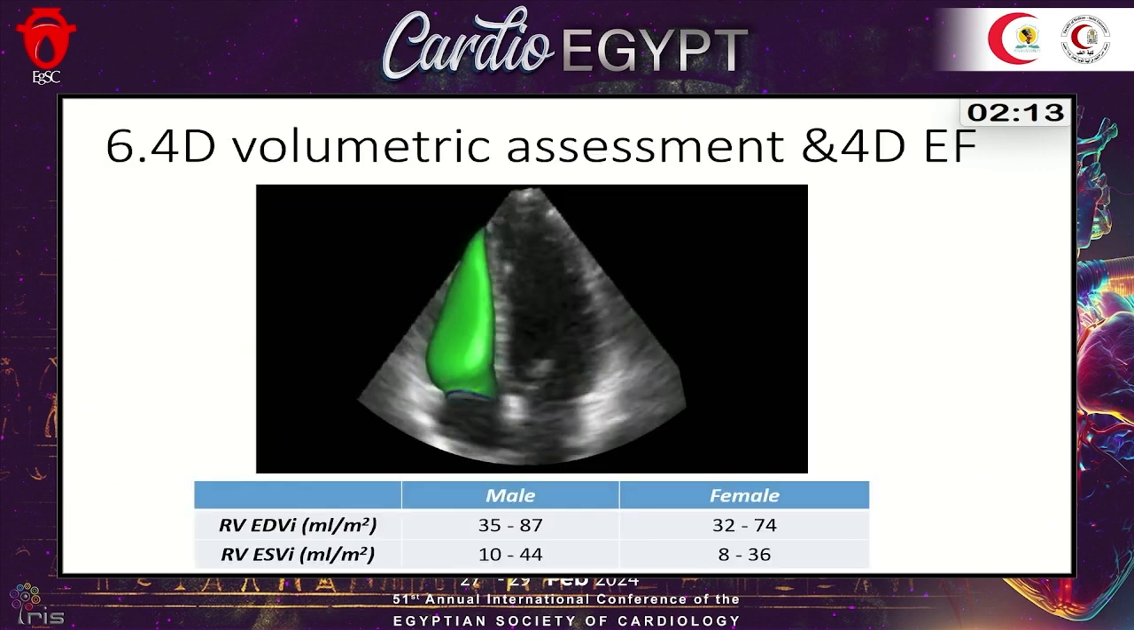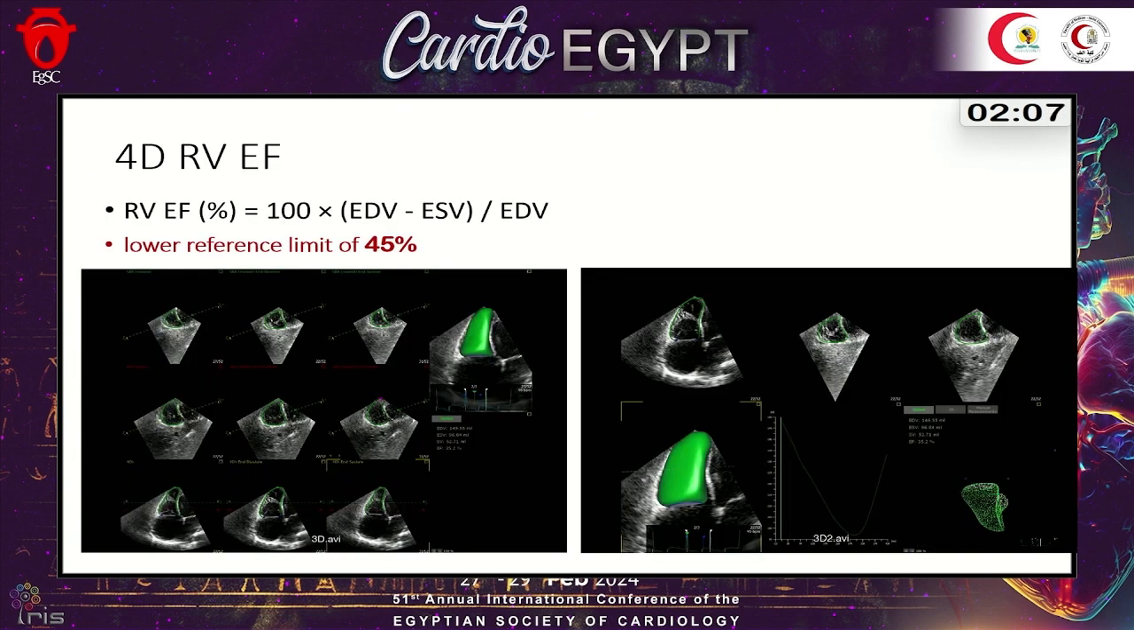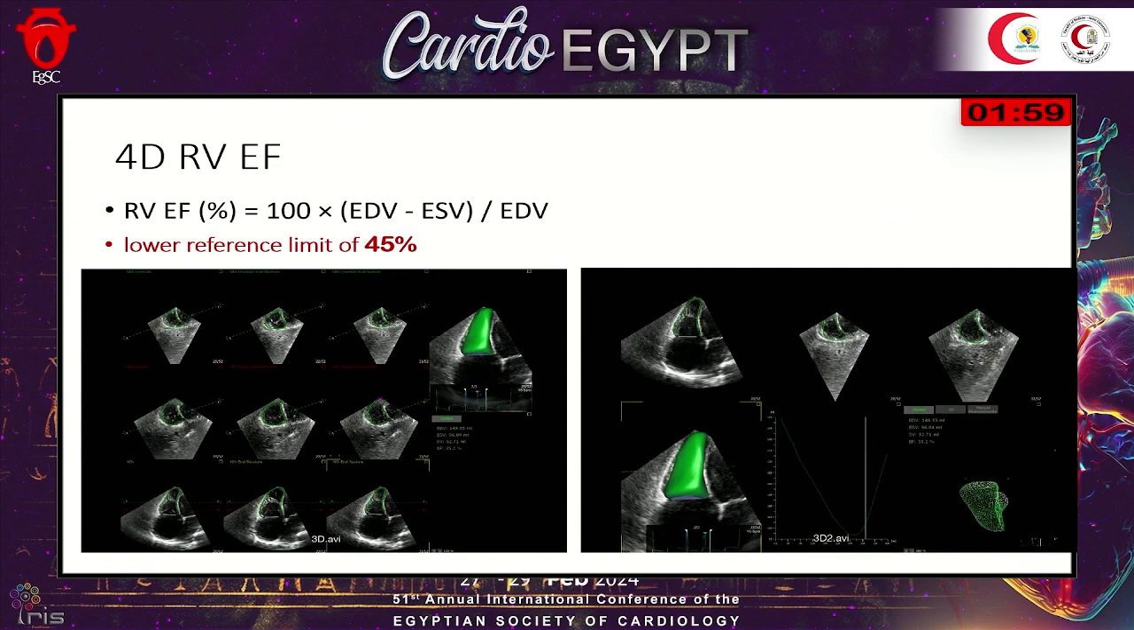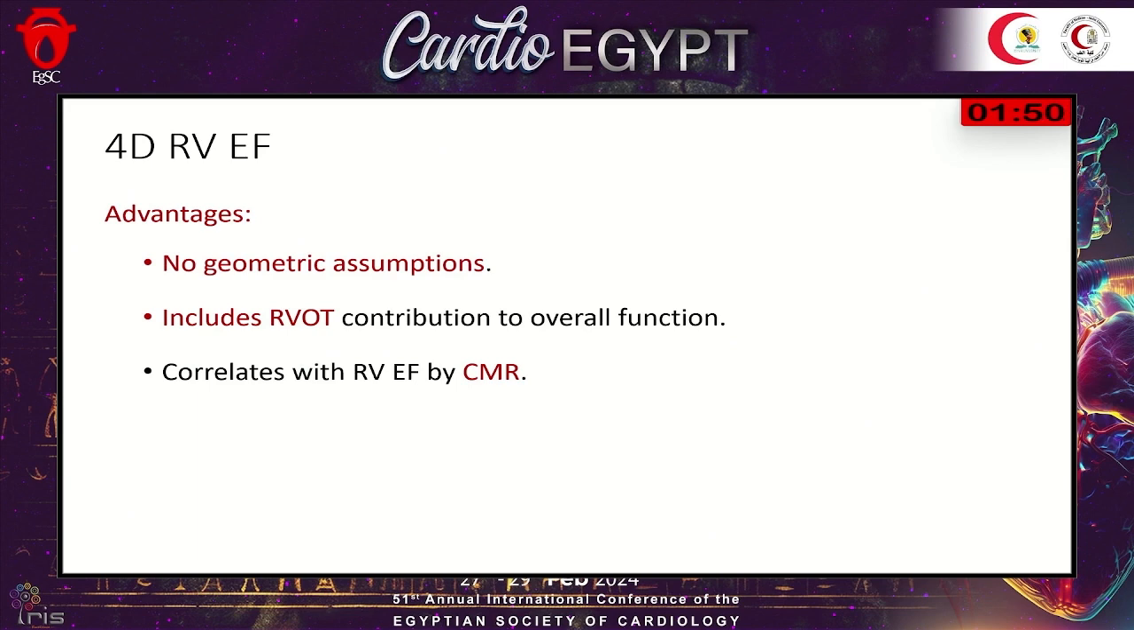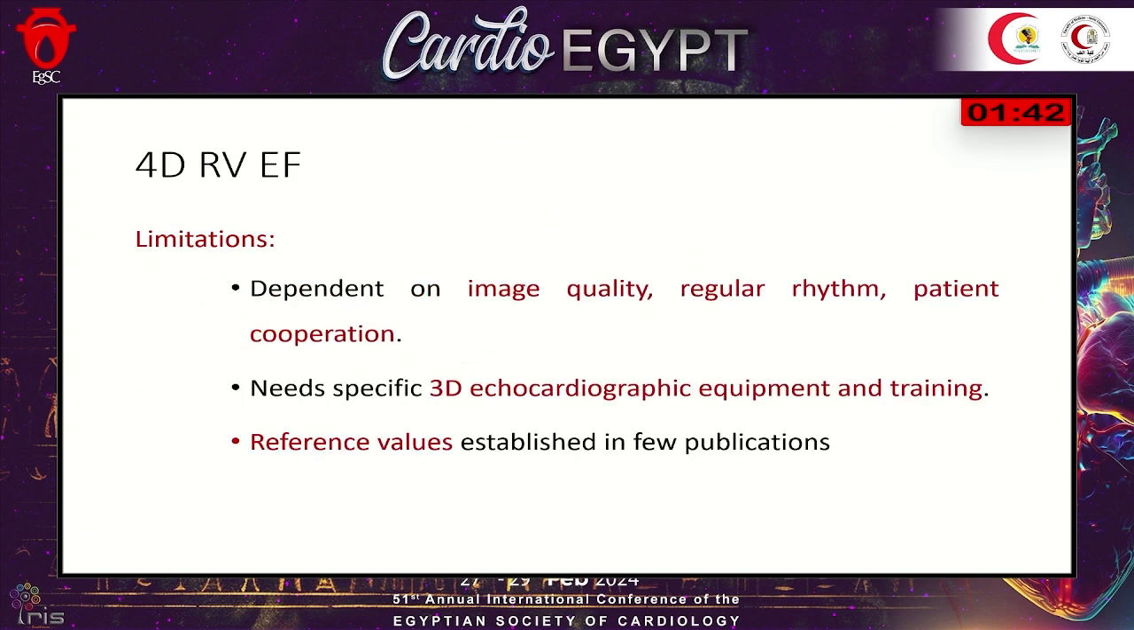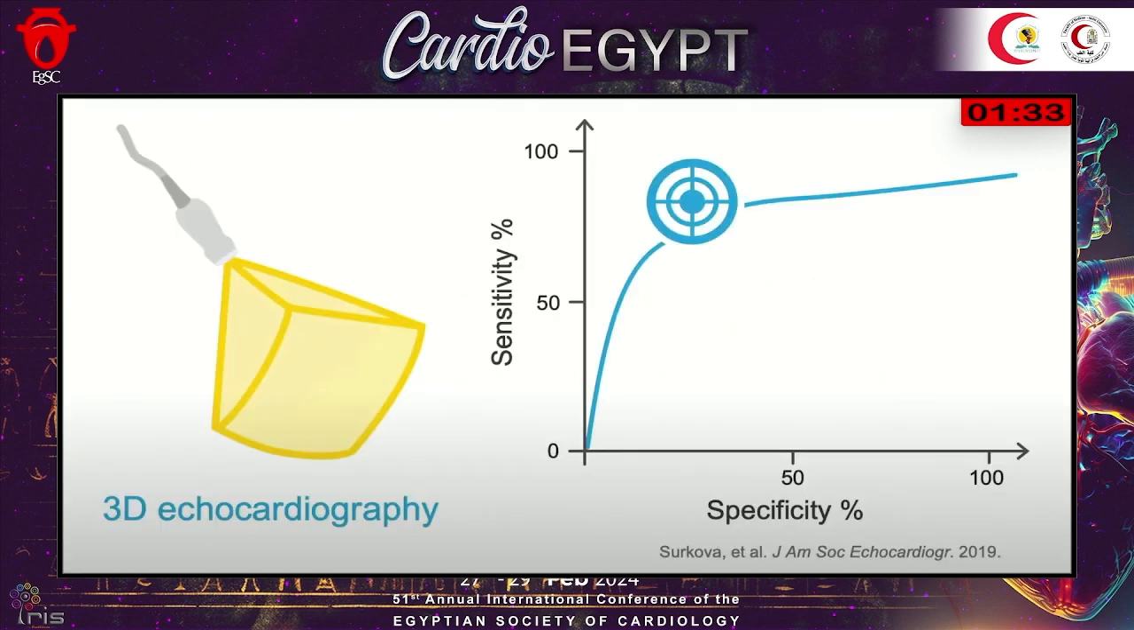Finally, our lovely 3D echo assessment is more accurate and more important, and if it's less than 45%, it is considered abnormal. As we can see, we can trace the RV at each level and in many directions, and here we can see the mesh in systole and in diastole. Geometrical assumption is not there, and it includes the RVOT contribution to overall function, and this will overcome the previous methods. But the limitations are the image quality and the heart rate, and it needs specific 3D echocardiographic equipment and training.